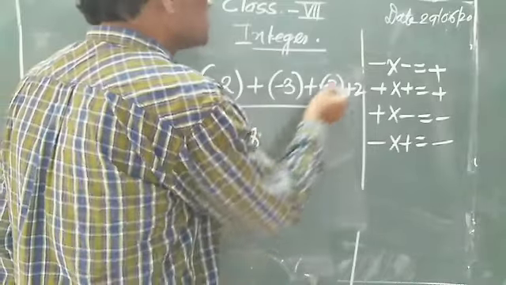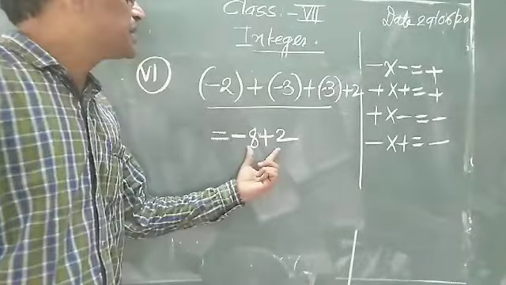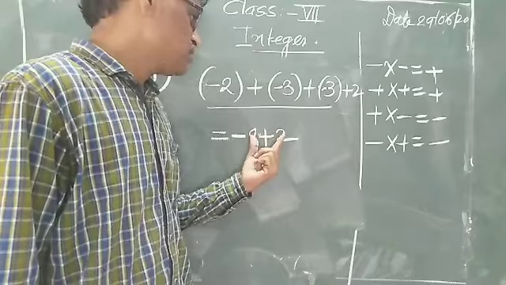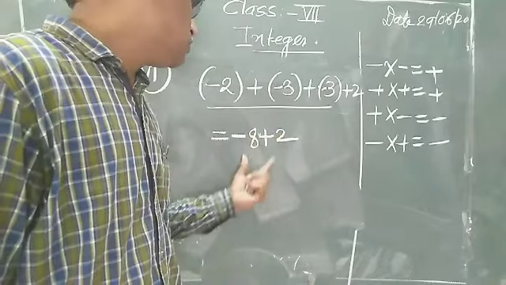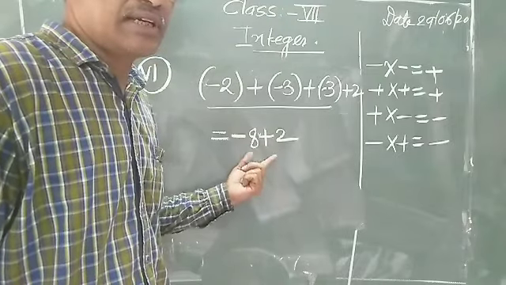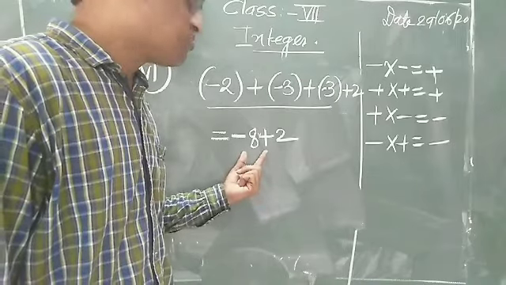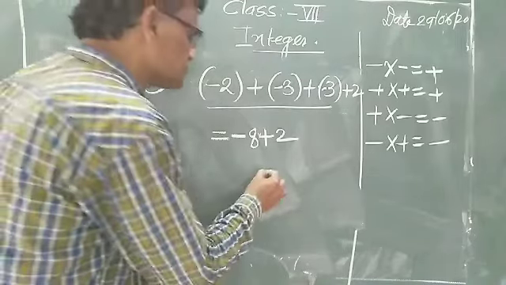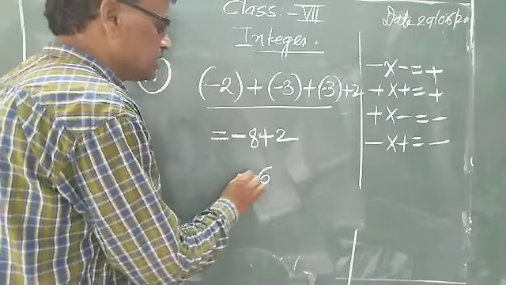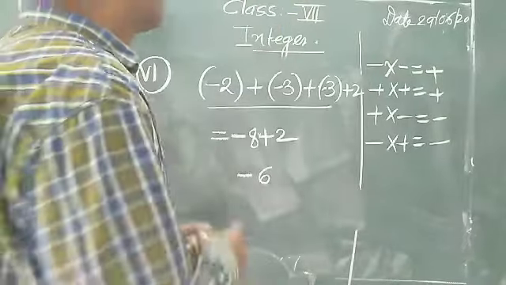Then, after taking plus 2, now we can operate these two numbers. What will happen here? You operate these numbers, because one is negative and another is positive, therefore the difference is 6, and apply the sign of the greater number, that is negative. The answer is negative 6.